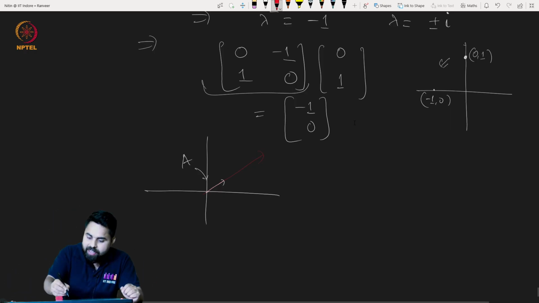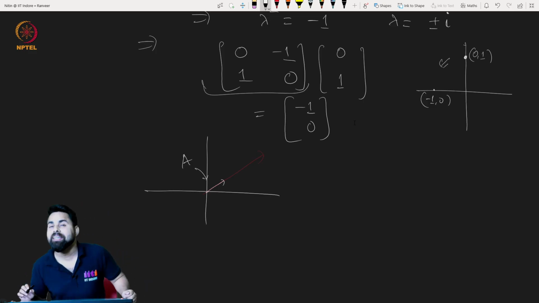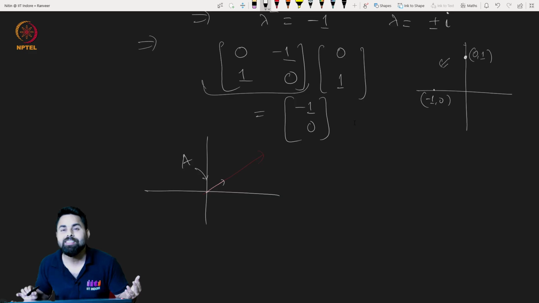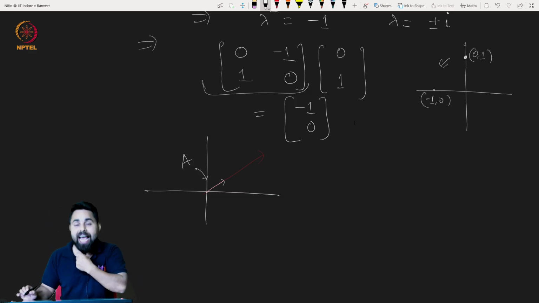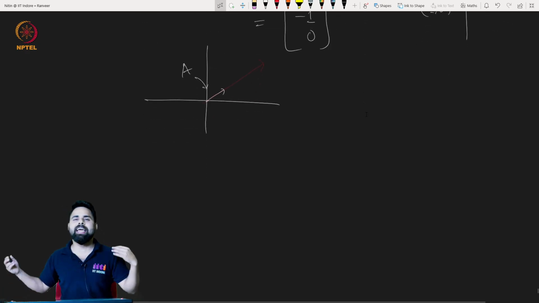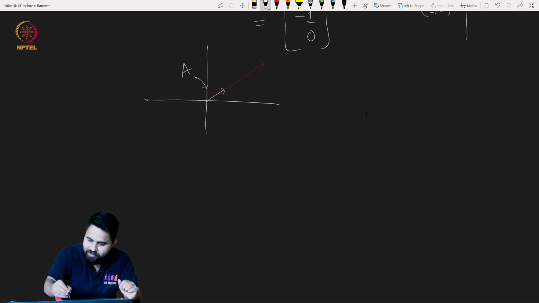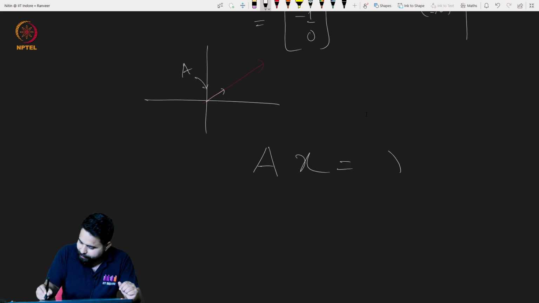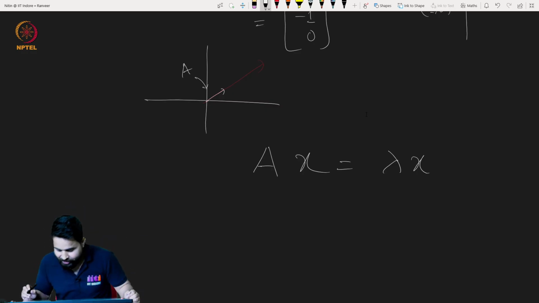Okay, very good. So now the next question is how to find these beautiful numbers and beautiful vectors. Numbers are eigenvalues, vectors are eigenvectors. So how to find them? Let us again go back to the definition of eigenvectors and eigenvalues. Very simple one: this is the definition, and x here is a non-zero vector. Let us play around with this equation.